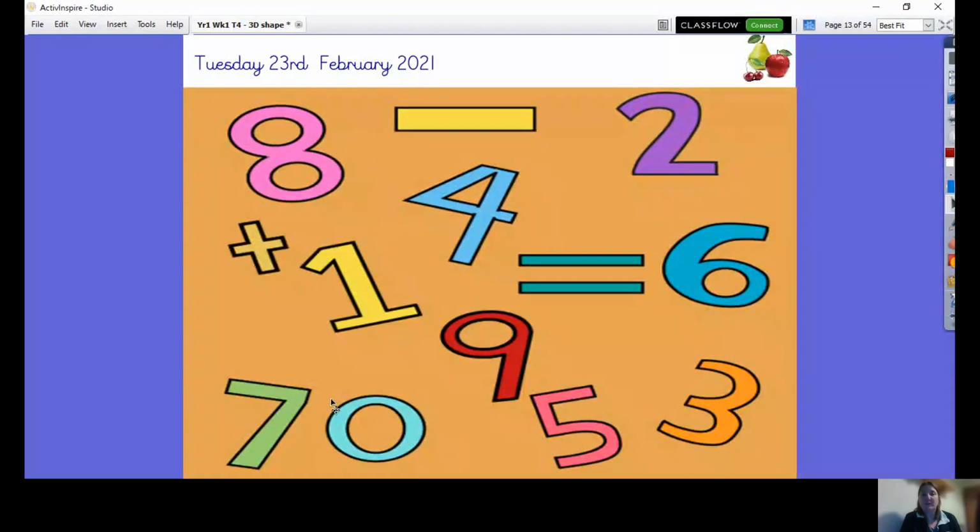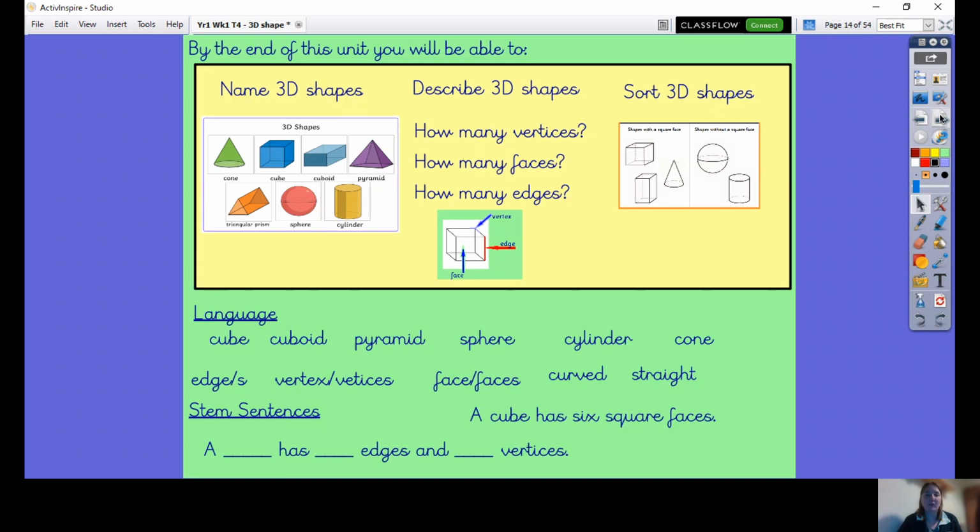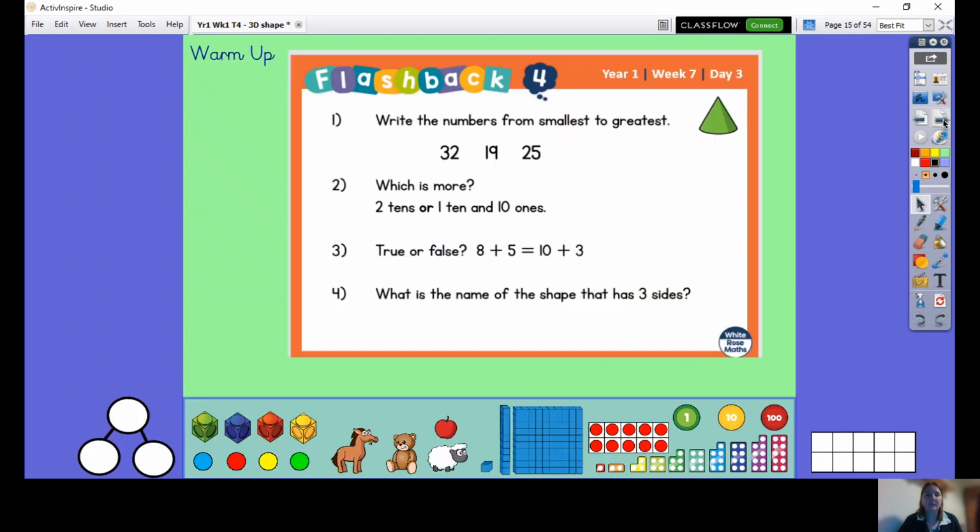This is Tuesday, 23rd of February's Maths for today, and I hope that you had fun yesterday looking for 3D shapes around your house. So we're going to carry on looking at 3D shapes. We're going to be thinking about describing them today. So here we go, a little warm up and also a little bonus.